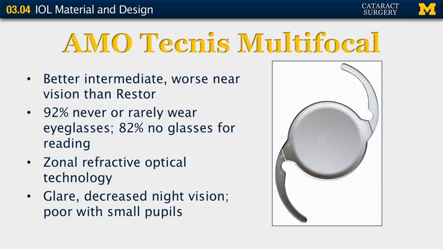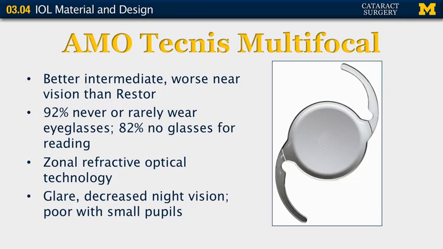The AMO Tecnis Multifocal is a direct competitor for that lens. This lens is similar in that you can see rings of power on the lens. It is somewhat better for intermediate distance, but not quite as good at near as the ReSTOR lens. In general, 92% of patients reported that they never needed to wear glasses or rarely wear glasses for different activities.